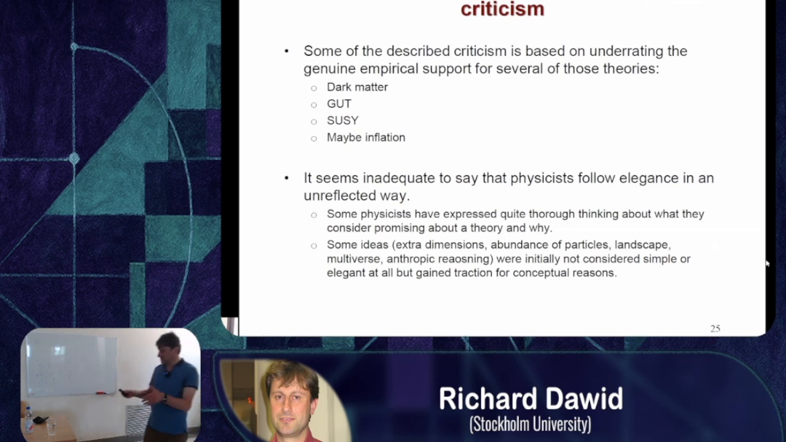Second, and this comes back to Sabine Hossenfelder's point, it seems inadequate to say that physicists follow elegance in an unreflected way. Interestingly, I think the nicest place to understand that is her book, which is a really nice, very well-written book. A large part of the book is a report of her interviews of physicists. If one reads these interviews without framing them the way she does, just reading them in isolation, one notices that they are highly reflective on the concept of elegance and on the way in which they take themselves to take elegance into account.